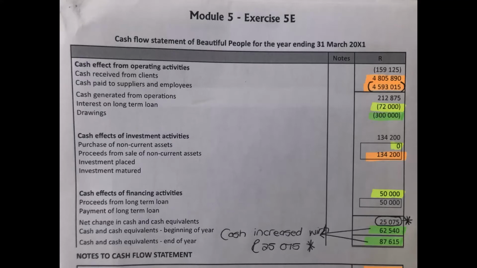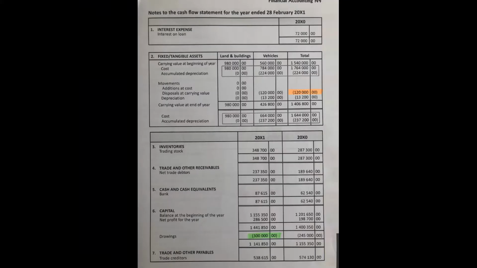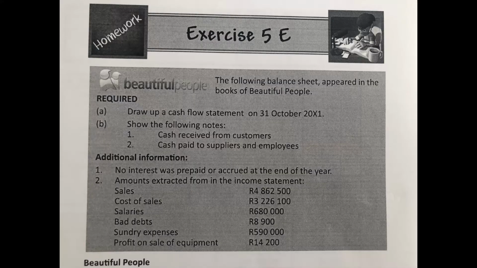Okay, the second item is proceeds from sale of non-current assets. Where do we get that amount? We're going to have a look in the fixed or tangible assets note. And you'll see the disposals at carrying value. In other words, what was the carrying value of the assets that we sold during the year, and that amount was 120,000. Okay, now you know by now, to know what was the cash that we received for that item or items that we sold, we must either add the profit on sale of fixed assets or deduct the loss on sale of fixed assets. Okay, so let's have a look if there was either a profit or a loss.